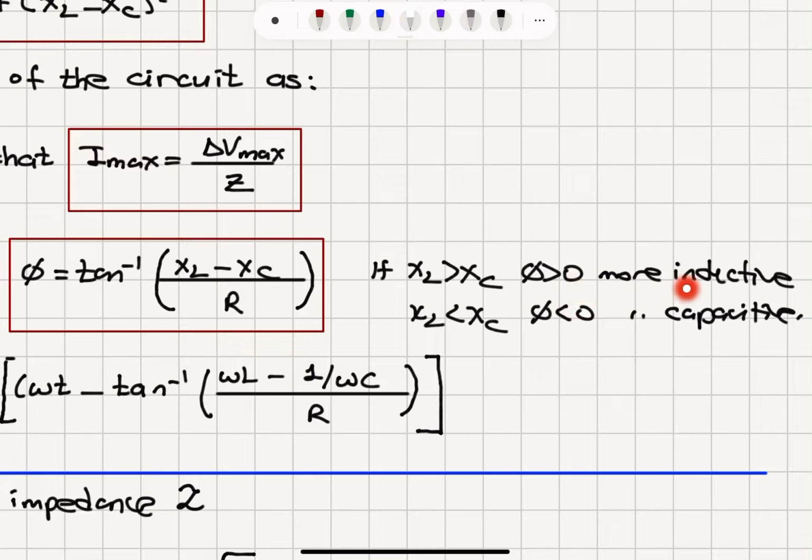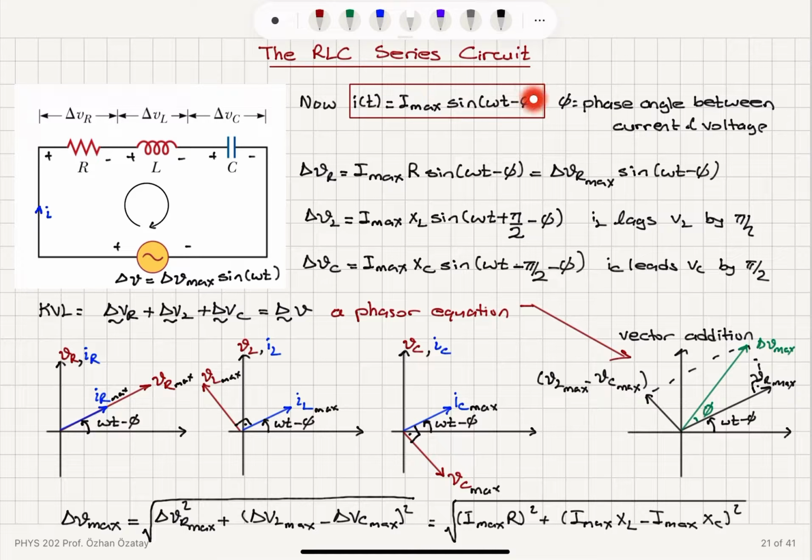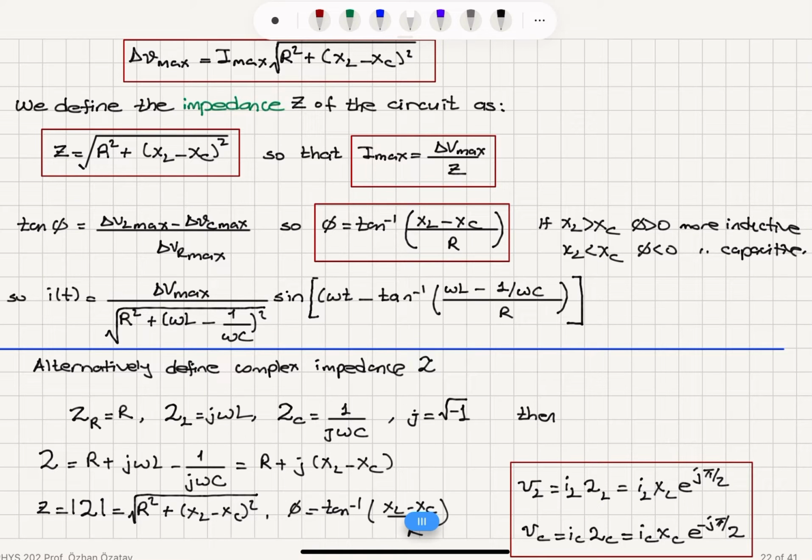Therefore, we can say that this load is more inductive. If XL is less than XC, then the phase will be negative. Then I will have the current minus phi becoming positive, so current leads voltage, which will be a more capacitive load. So we can characterize the load as more inductive or more capacitive by looking at the sign of this phase angle.